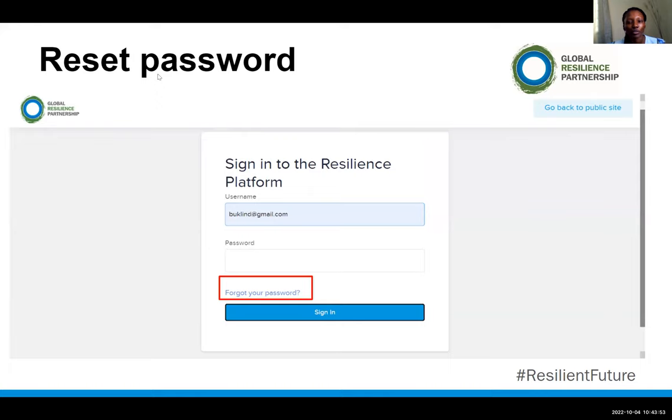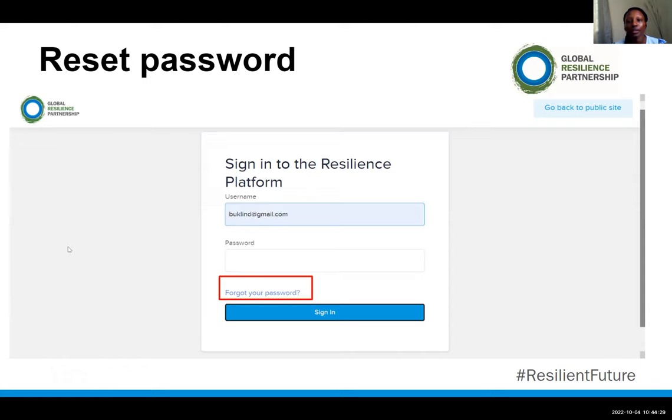So initially, when you sign up, you're given a password, which is generated by the platform. And sometimes it's a bit difficult to remember the password that you initially received. So in order to reset your password and to have a password that you can easily remember, you come back to the platform and then you'd click log in, and then you'd be brought to this page where you can enter your username. And then afterwards you click the forgot your password button, and then you can proceed with the instructions on how to reset your password.